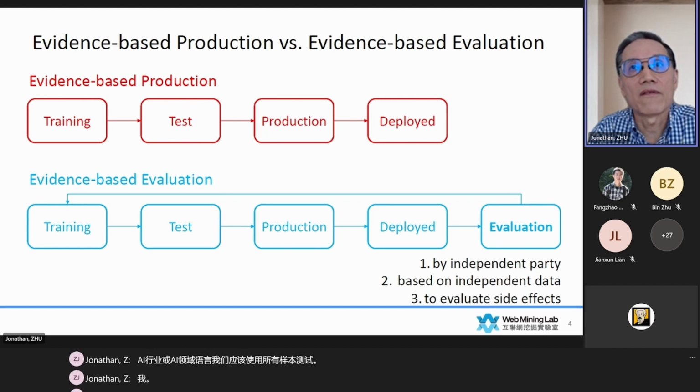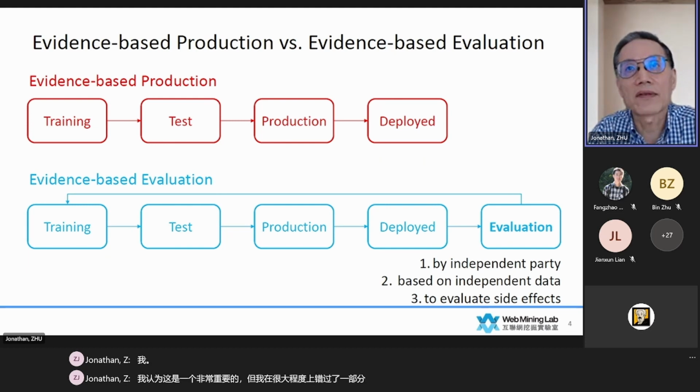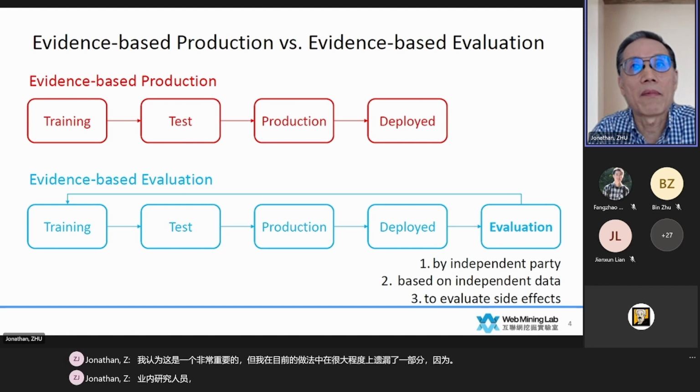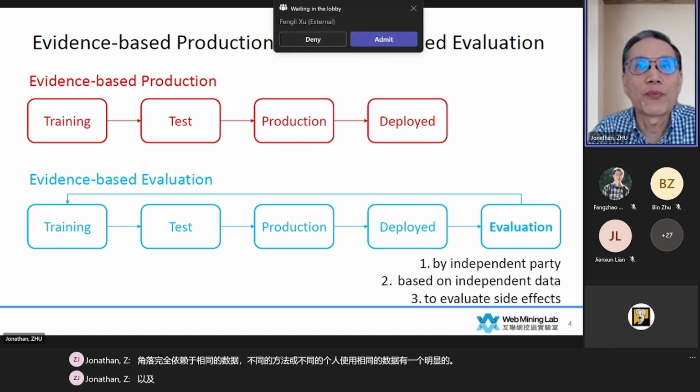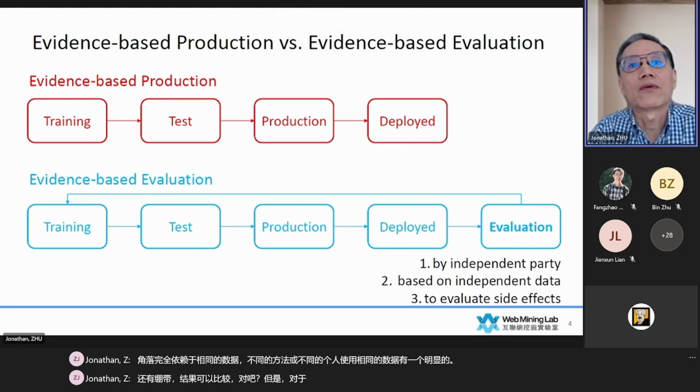I think this is a very important but largely missing piece in the current practice, because researchers in industry, in academia, and probably some other corners rely exclusively on the same data. Well, different approaches or different individuals using the same data have one obvious advantage. That is, the results could be comparable, right? However, for evaluation purposes, to detect the quality of AI, we need to have an entirely different set of data.